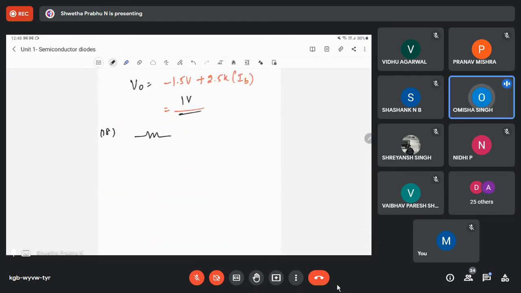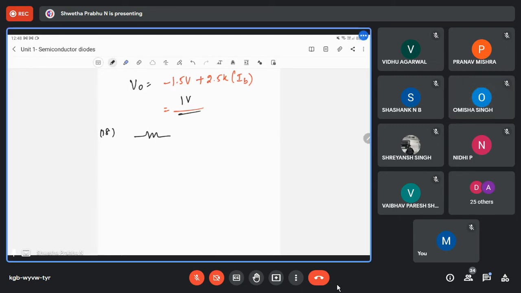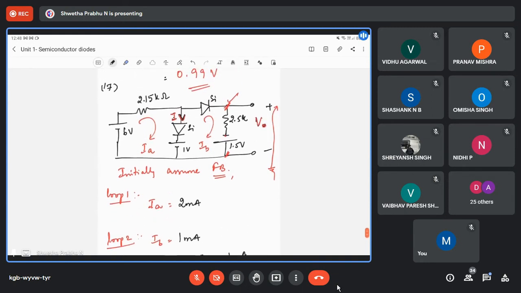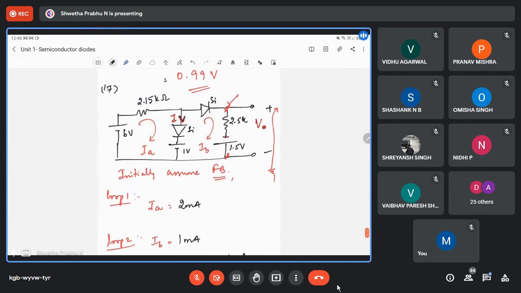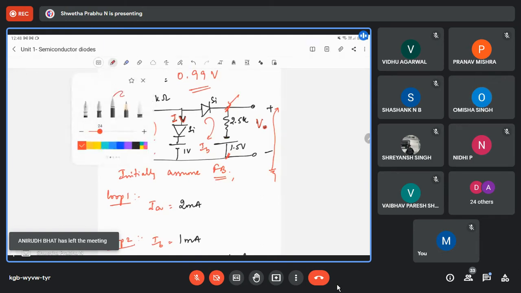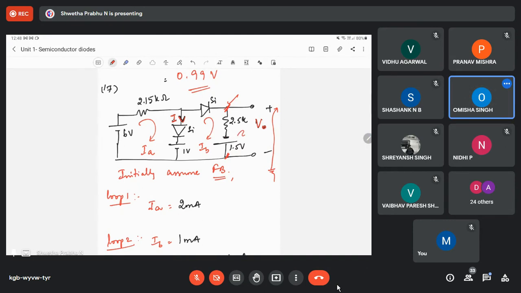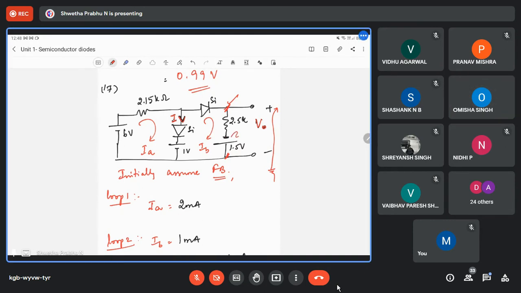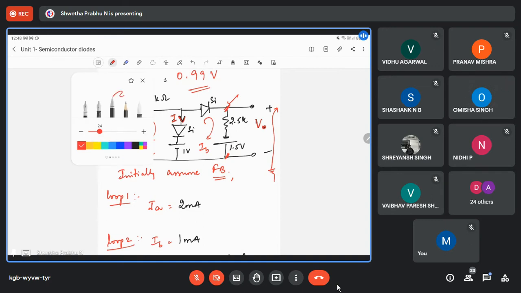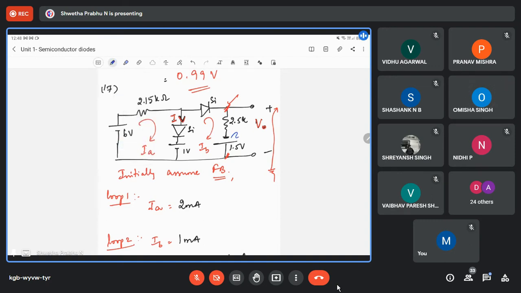Ma'am, why is it minus 1.5 V? Omisha, can you tell me what is the drop over here? I am applying the KVL from bottom to top in order to find the output voltage. With respect to the polarity, what is the drop over here? Are you able to see the cursor here? I have placed the cursor over here. I shall change the color. Are you able to see the cursor now?